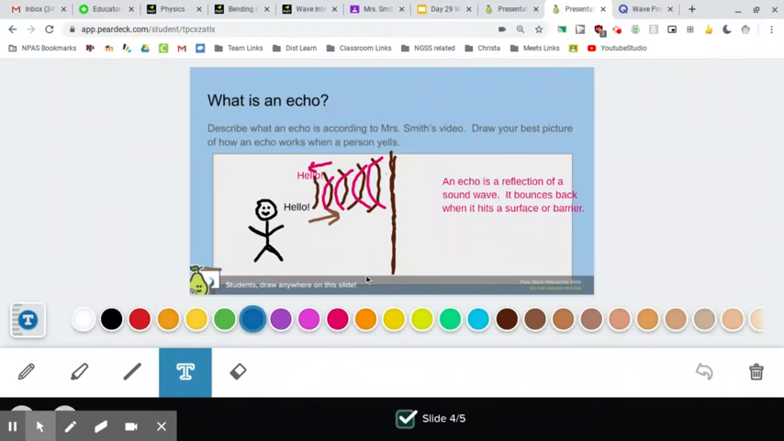Another way to talk about reflection is sound. When you send sound into a very smooth, flat surface, it's going to bounce off, and that is called an echo. So, draw your best echo, explain what an echo is as a reflection only as a sound wave instead of a light wave.